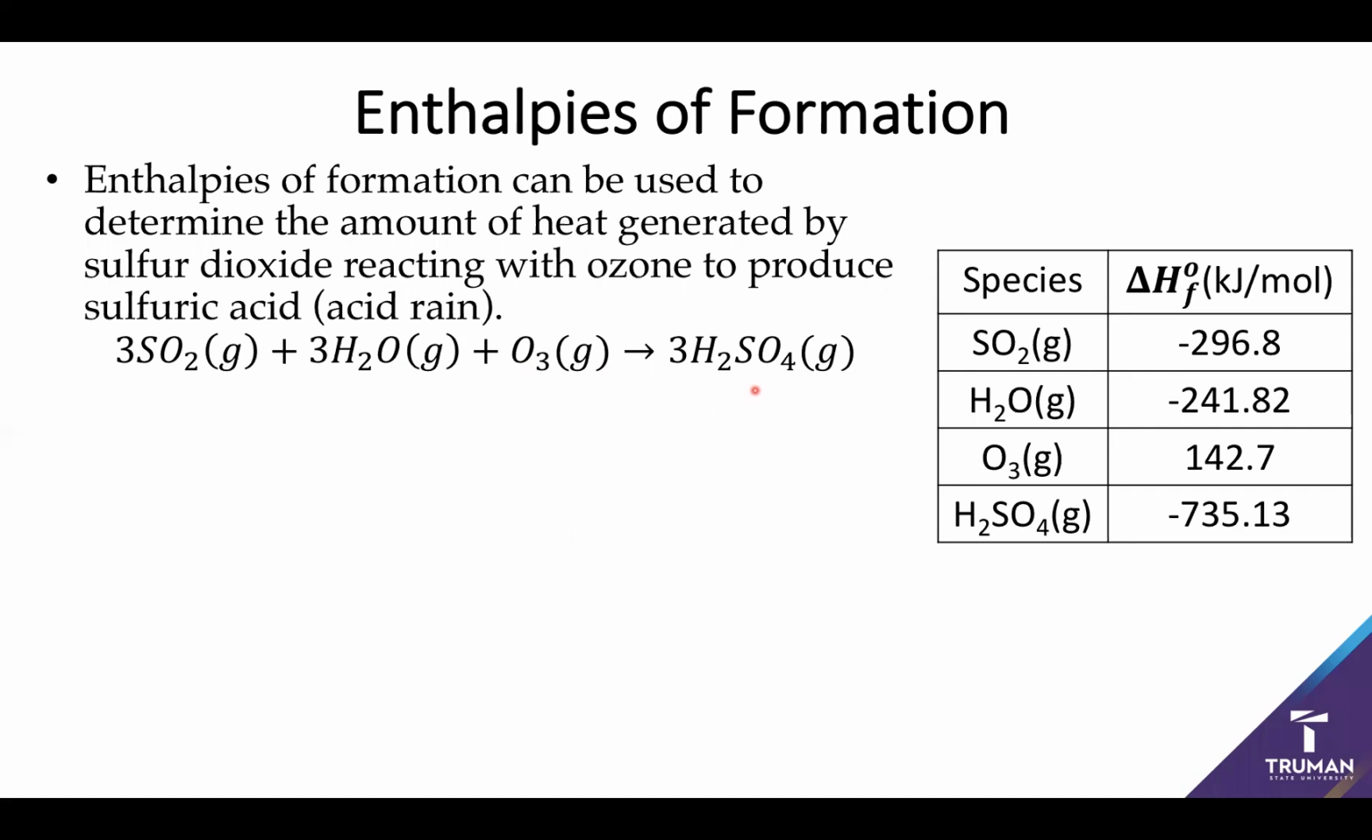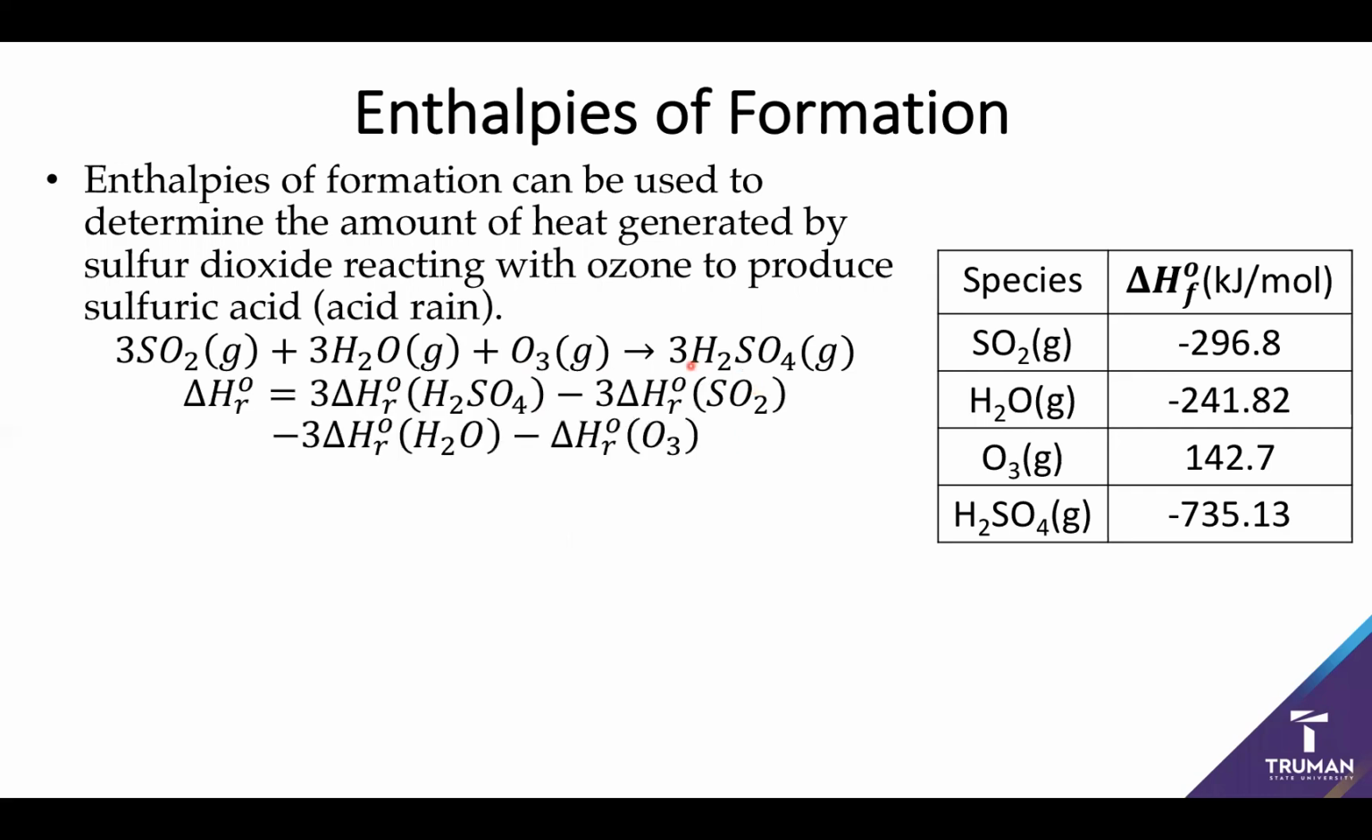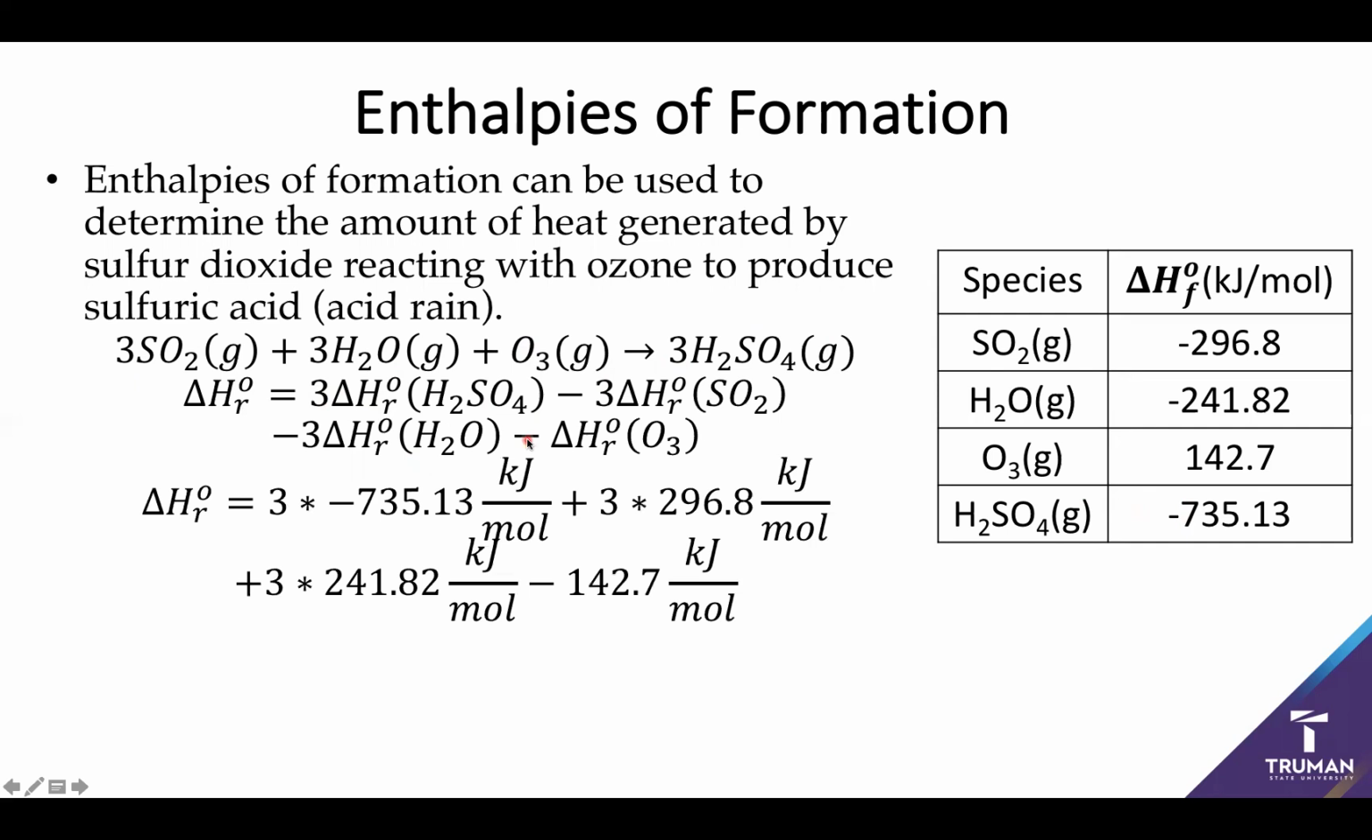So for this, we're going to go ahead and start by taking the sum of the enthalpies of our products. Well, that's easy because I only have sulfuric acid. So I can take the enthalpy of formation for sulfuric acid, but remember, there's 3 moles of it. So 3 times the enthalpy of formation of my sulfuric acid minus, and now I'm going to subtract out each of my reactants: 3 moles of sulfur dioxide, 3 moles of water, and 1 mole of ozone.